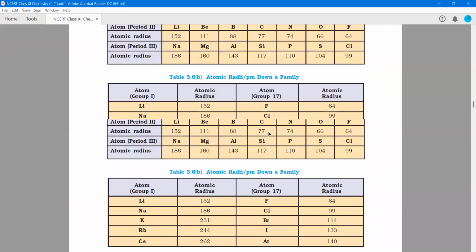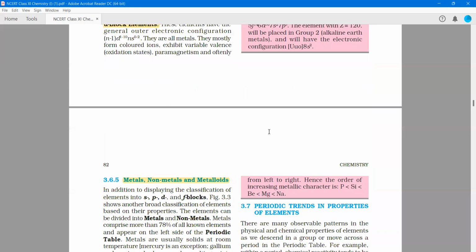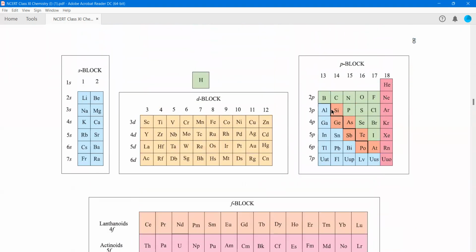Let's go to the periodic table. Okay, so this is phosphorus, sulfur, chlorine, and fluorine. When we are going from top to bottom, size is increasing, right? And when we are going from left to right, size is decreasing. So when the size is decreasing, what is happening? Electron gain enthalpy will become more negative, right? So here, in these three, you know that Cl has the most negative electron gain enthalpy.